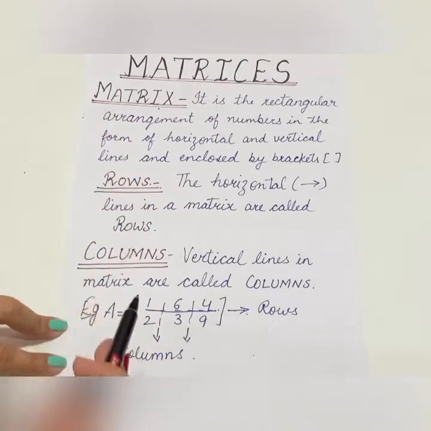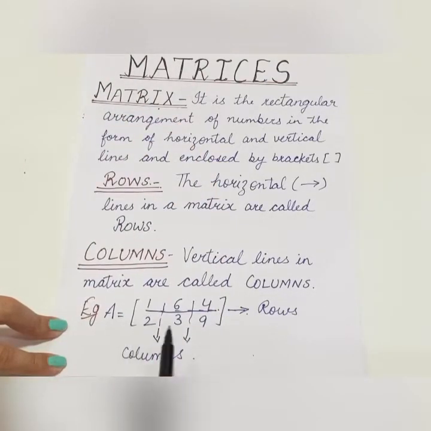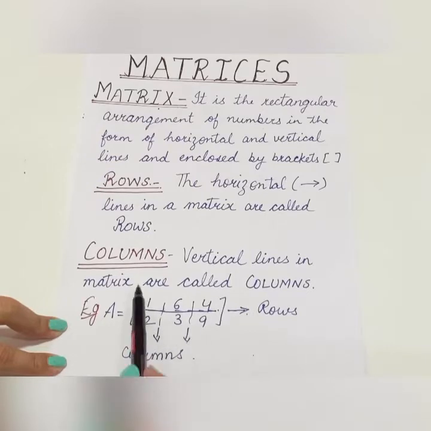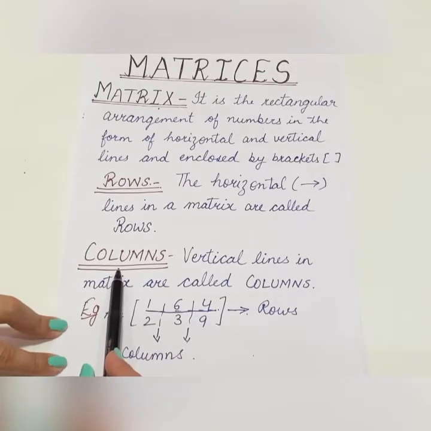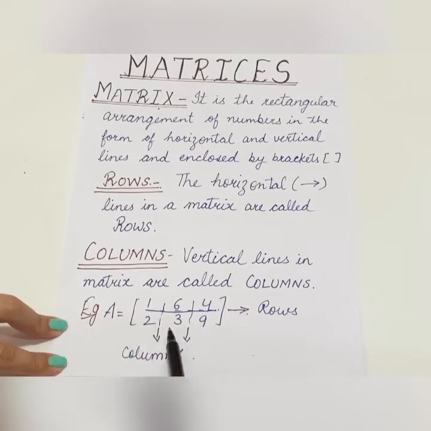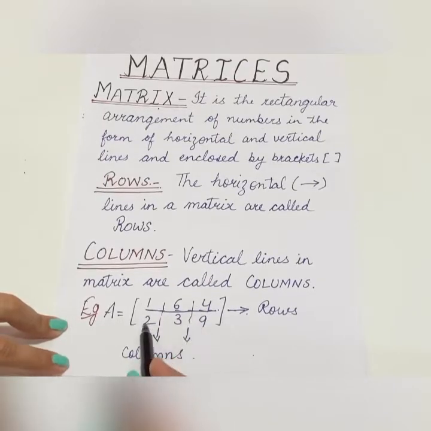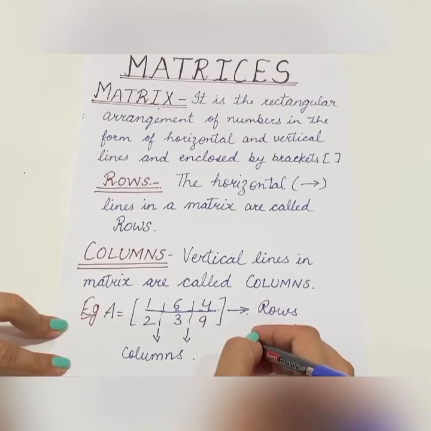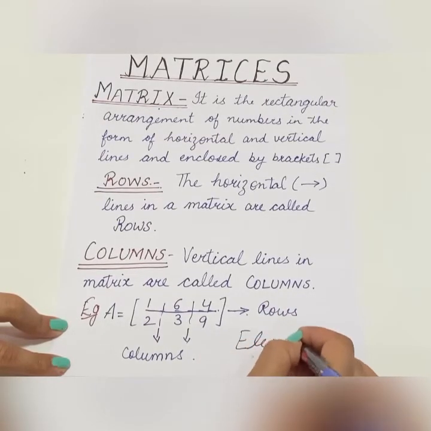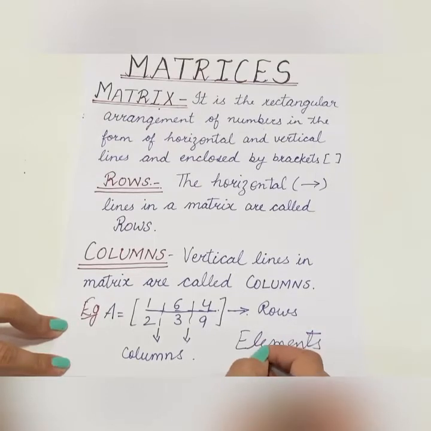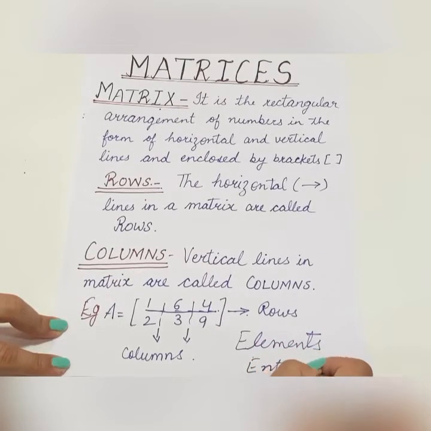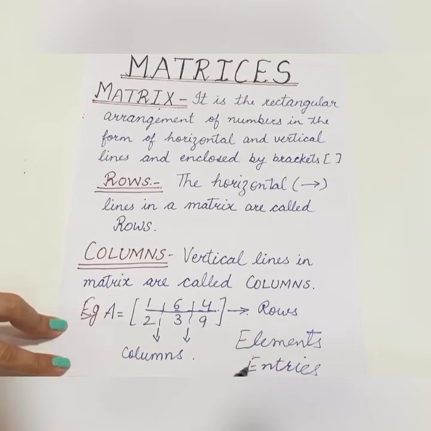Similarly, when we are considering the vertical lines, it is 1, 2, then 6, 3, then 4, 9. So how many vertical lines are there? 1, 2, 3. 3 vertical lines are there. And these are known as the columns of a matrix, right? So horizontal lines are rows and vertical lines are columns of the matrix. And these 1, 6, 4, 2, 3, 9 are known as the elements of the matrix, or also known as entries of the matrix.